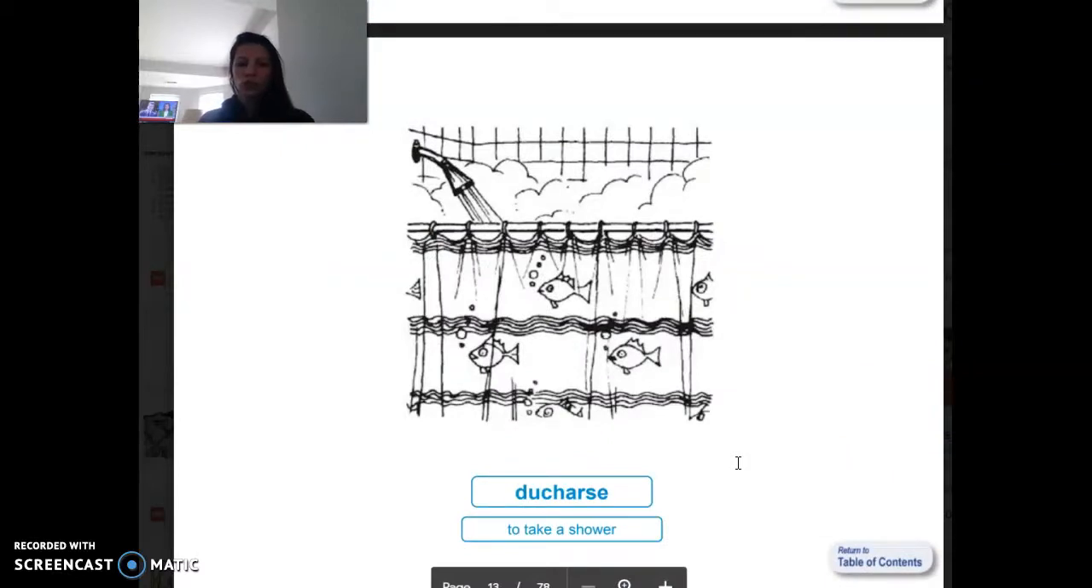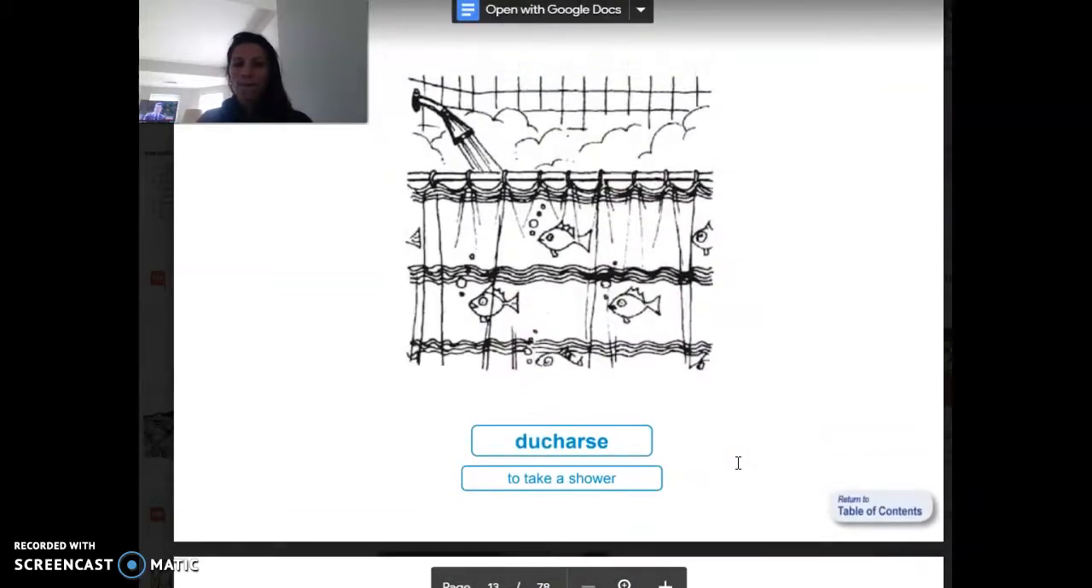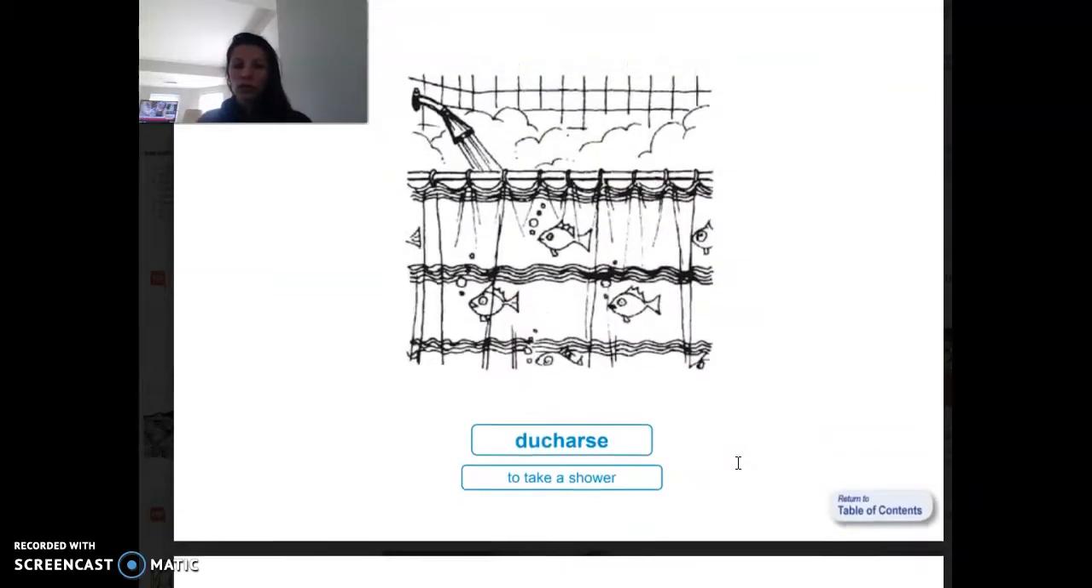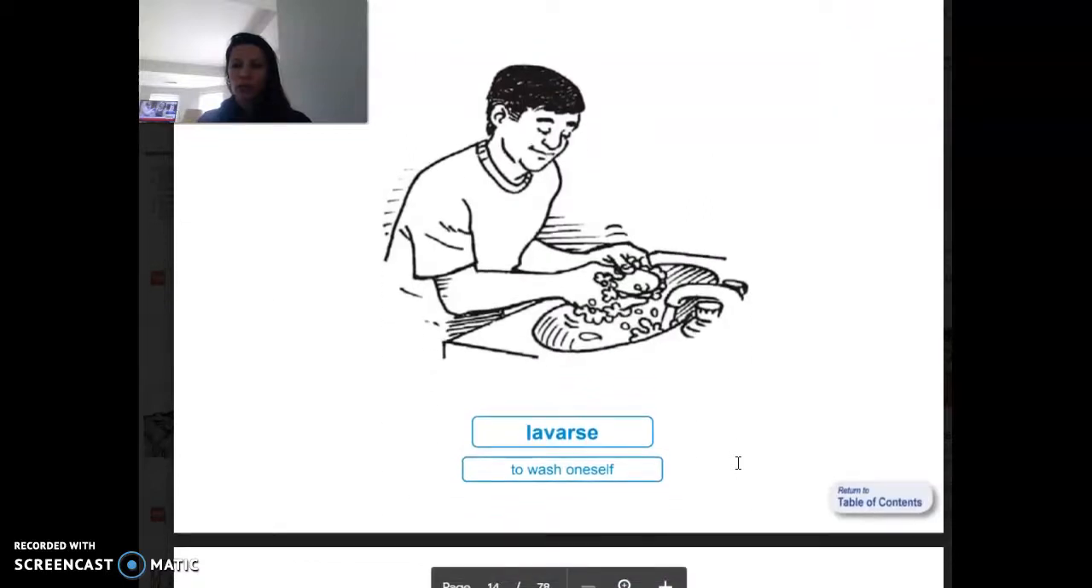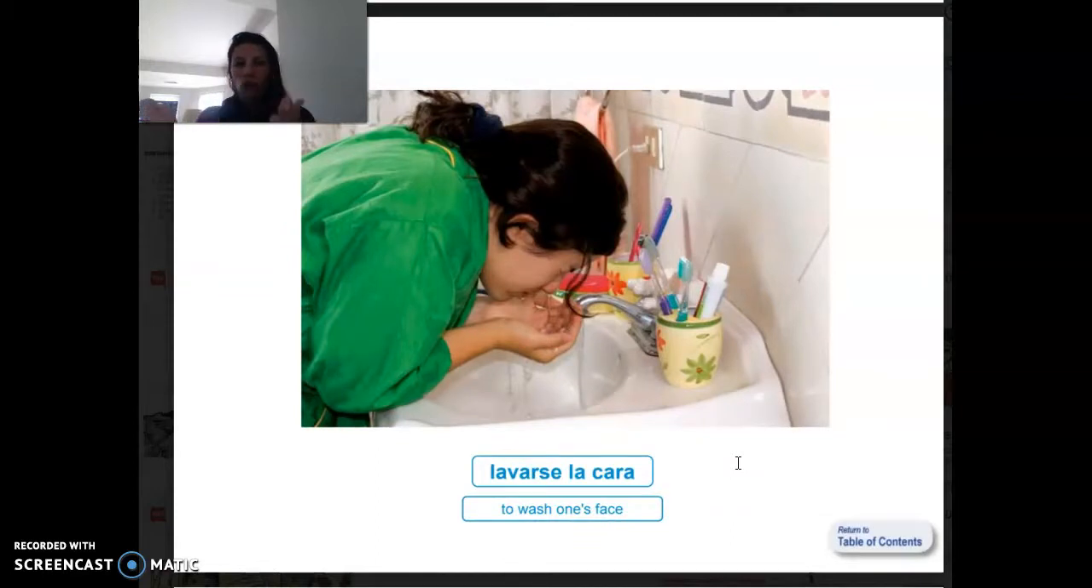Ducharse. So far we have two verbs for showering or bathing. Ducharse, to take a shower, and bañarse, to bathe oneself. Okay? Then we have lavarse. Lavarse is to wash oneself. And pay close attention because you have lavarse la cara, to wash one's face. You are doing it to yourself. You're washing your own face. So that's why it's lavarse.